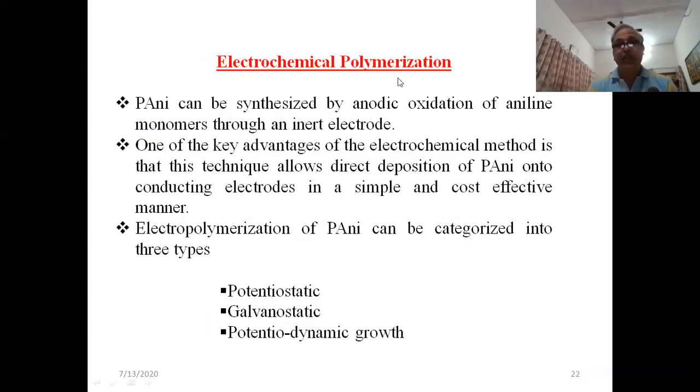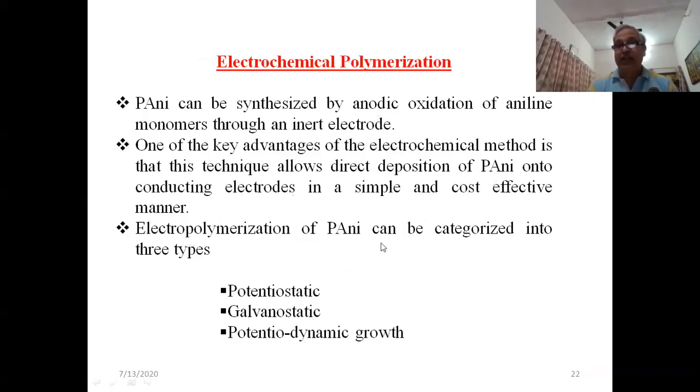In electrochemical polymerization, PANI is synthesized by anodic oxidation of aniline monomer at an inert electrode. One of the key advantages of the electrochemical method is that this technique allows direct deposition of polyaniline onto the conducting electrodes in a simple and cost-effective manner.